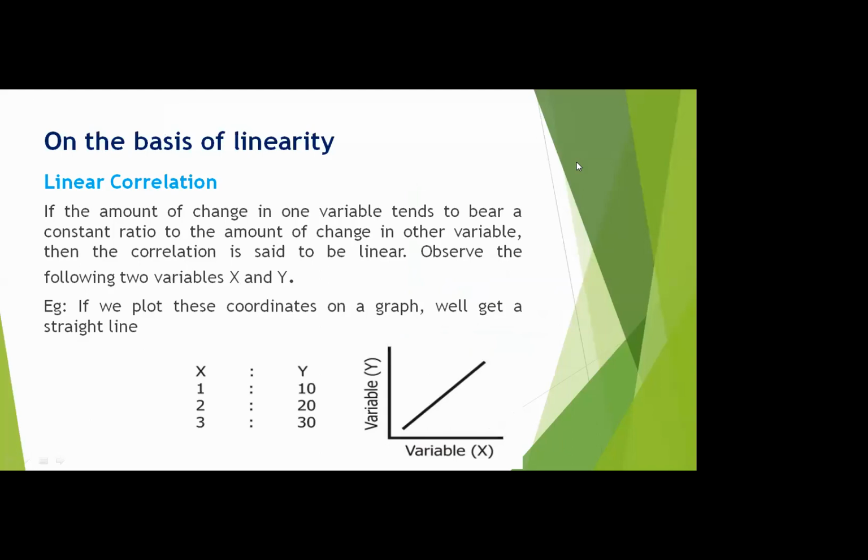And what do I mean by linear correlation? This linear correlation also can be positive or negative. But what does linear correlation mean? A linear correlation means if the amount of change in one variable shows a constant ratio to the amount of change in the other variable, then the correlation is said to be linear.